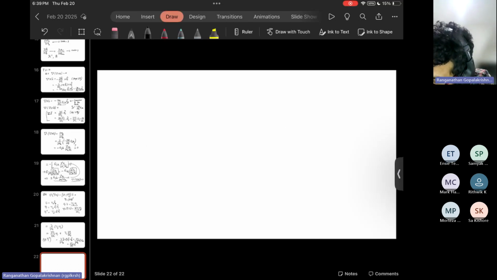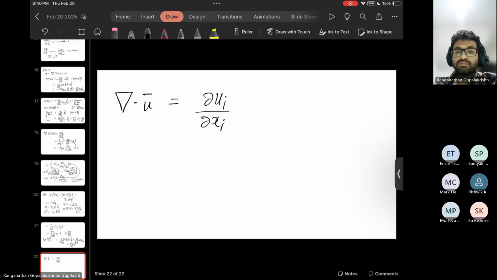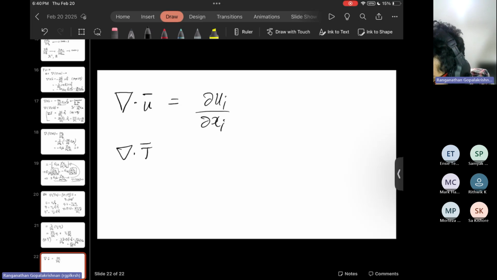So what is the divergence of any vector? Just for example, I'll not use V because V is involved in this problem. I'll say any vector, I'll call it u. This will be the partial of u_i over x_i. If I want the divergence of T transpose, that is like saying the partial with respect to x_i, and I should have T_ji e_j.